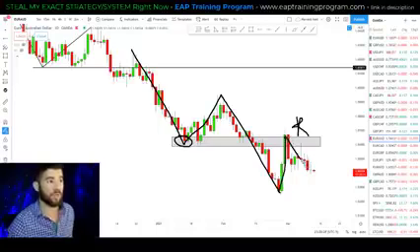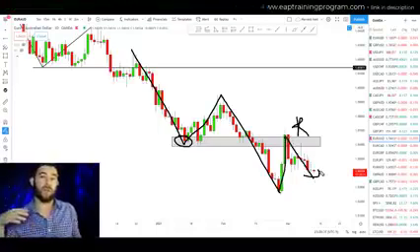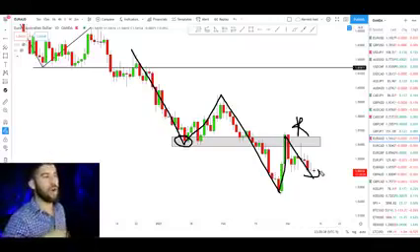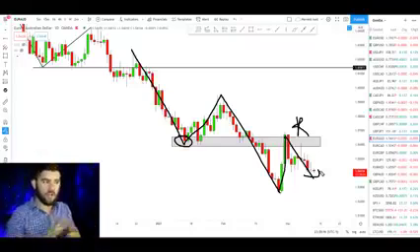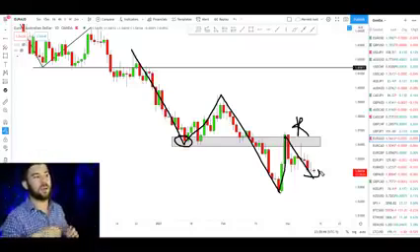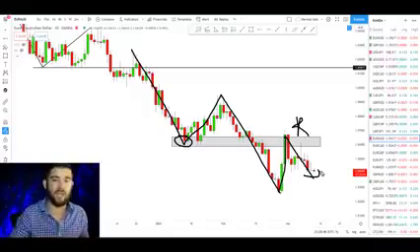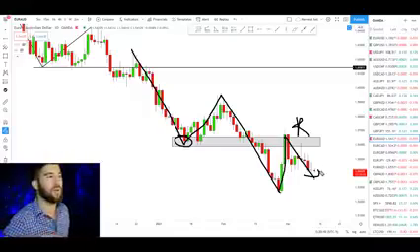So at this point, once we get to that level, we can start looking for entry reasons. Again, we're going to talk about ways to enter the market in these types of situations a little bit later on in the video. But for now, it's just important for you to understand and comprehend that we're looking for breaks and retests of support and resistance levels in trending markets, whether we're trending up or down.